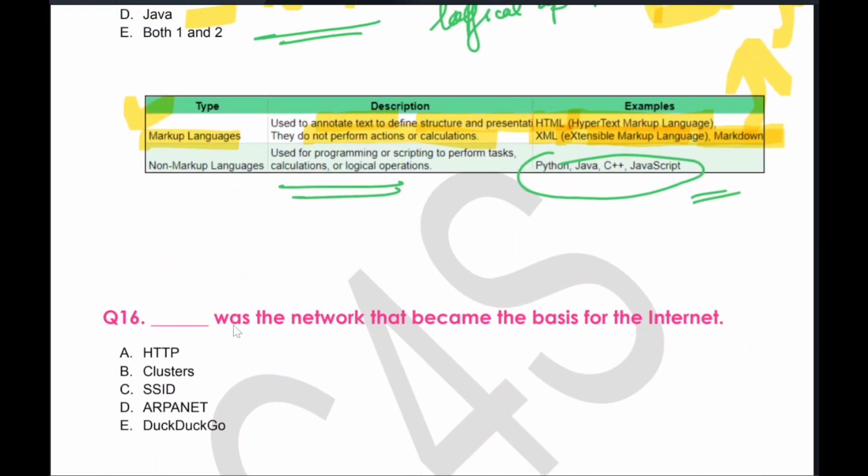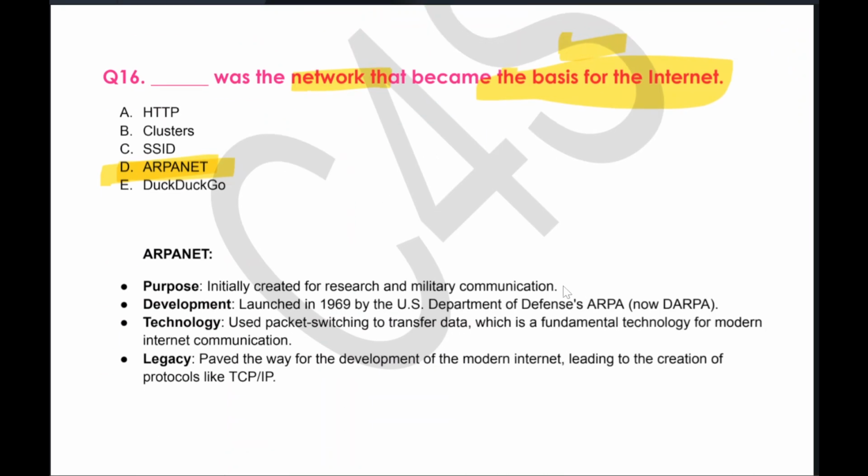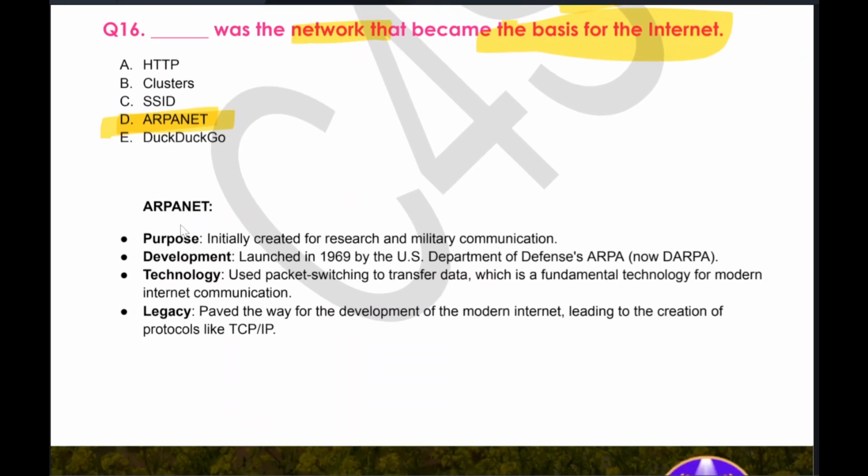Then we have: blank was the network that became the basis of the internet. ARPANET was the basis of the internet. Here is a little summary: ARPANET was created for research and military communication in the USA. Development was launched in 1969 by the US Department of Defense's ARPA, now DARPA. The technology used was packet switching. So the network that became the basis of the internet was ARPANET.